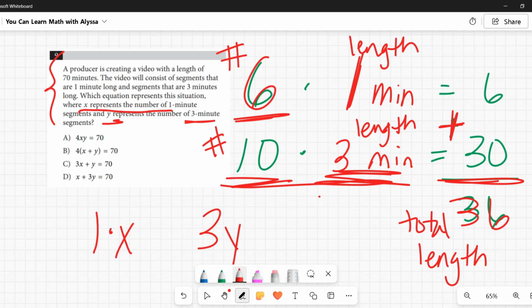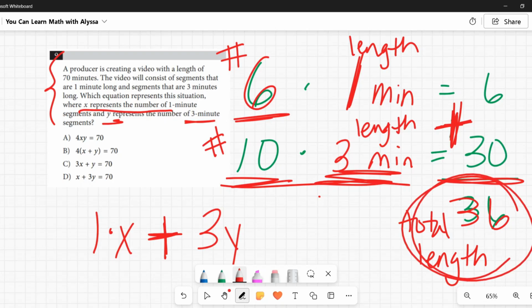Okay. Then what did we do after we did that? We added them together. So I'm going to add those together. And when I added them together, I got the total length of the film. So what is the total length of the film? It is 70 minutes.